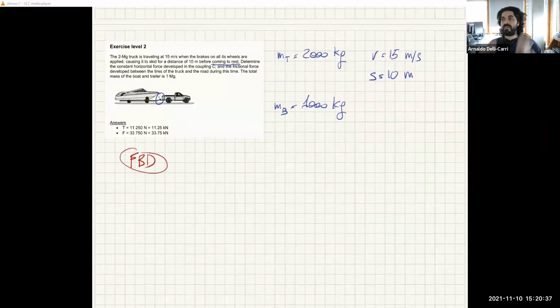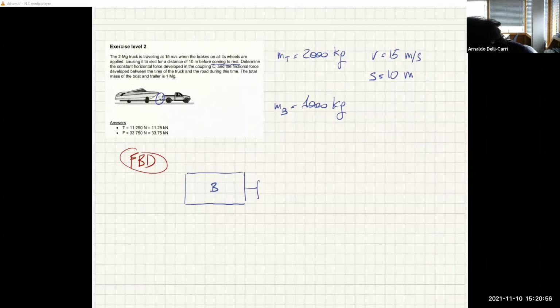Now, for free body diagrams, these are two bodies with two different masses. So let's do two free body diagrams, one for the trailer. This is the boat. And this one is the truck. Of course, the boat has its own weight, MBG. The truck has its own weight. So let's start with the boat.